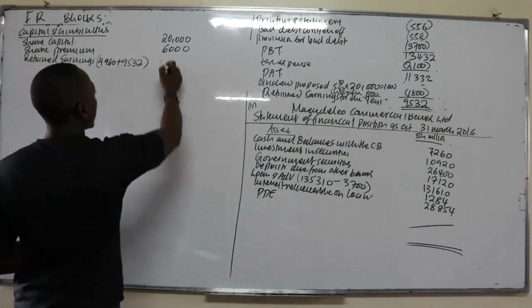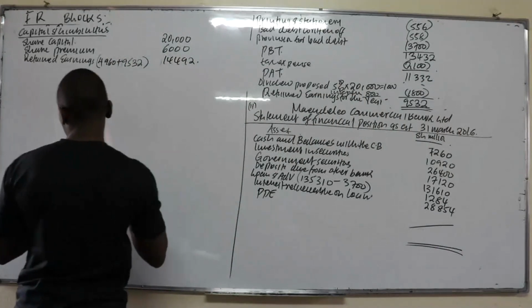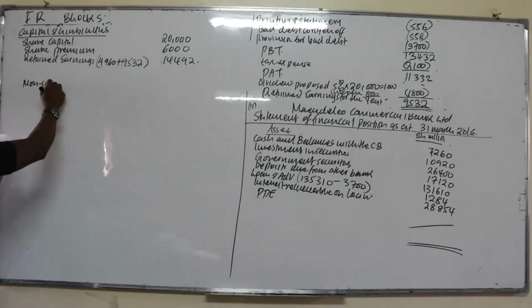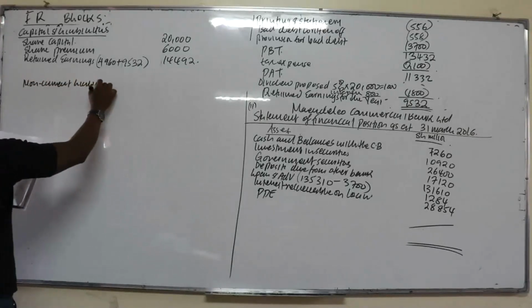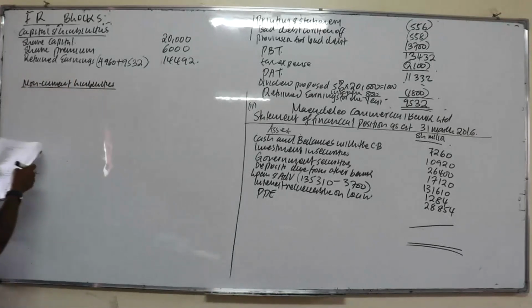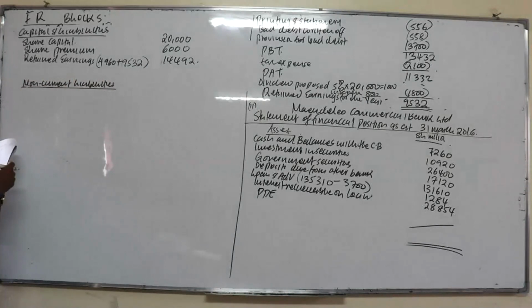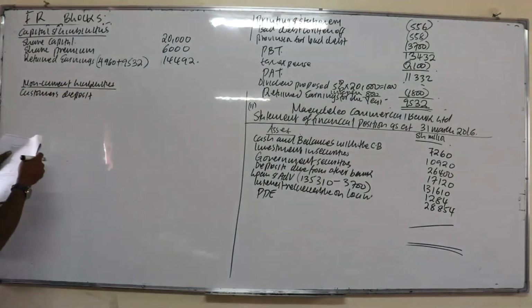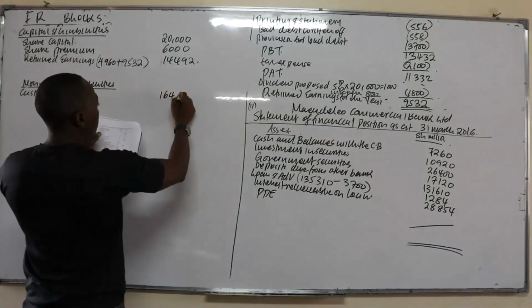Amount of 14,492. So let's go now to the non-current liabilities. Do you have any long-term borrowings? Number one, we have customer deposits. Customer deposit, that's not a current, it's a non-current. Amount 164,460.